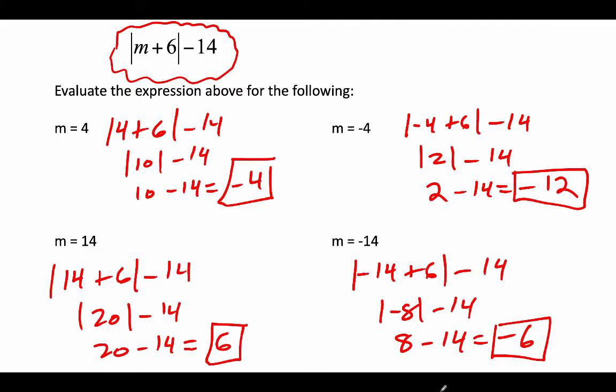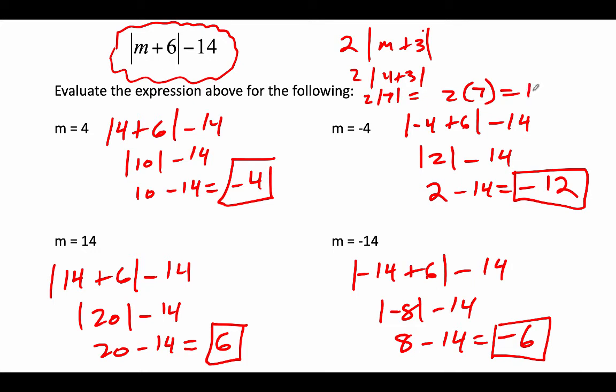Okay, there you go. So what I'm talking about with that distributing in, if you had 2 times the absolute value of m plus 3, you cannot distribute this in there. You have to deal with the absolute value first. So if I was going to do the 4 in there, I have to do 2 times the absolute value of 7, which is 2 times 7. So first you do the absolute value, and then you go with it, okay?